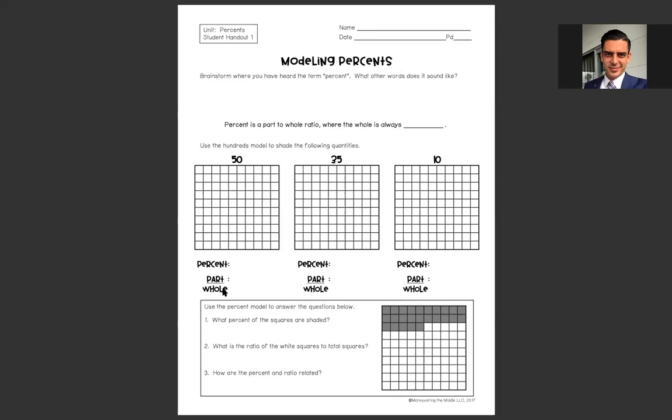And then parts over whole. So we've done that a lot in class, right? So the whole thing is 100 squares. So 100 would go on the bottom right here. And then on the top part would be 50. So 50 over 100. Same thing with this one. This one would be 35 over 100 and so on.